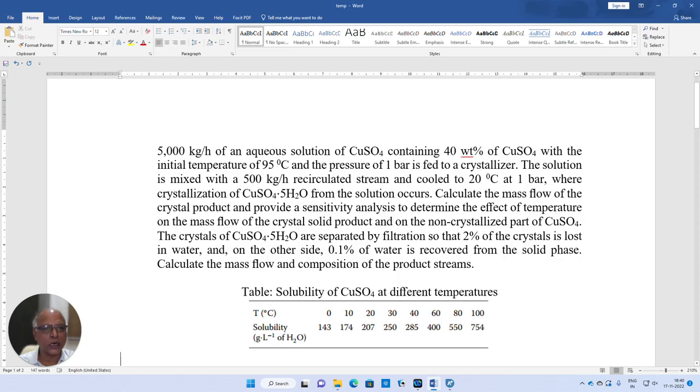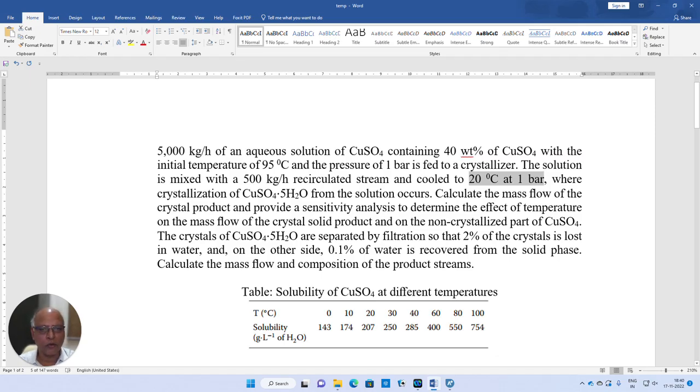Of course, the recirculation rate in the crystallizer is taken to be 500 kg per hour, and the crystallizer is operating at this temperature and pressure where crystallization occurs. You are required to calculate the mass flow of the crystal product and also do a sensitivity analysis to determine the effect of temperature on the mass flow of the crystal product and also on the non-crystallized product.